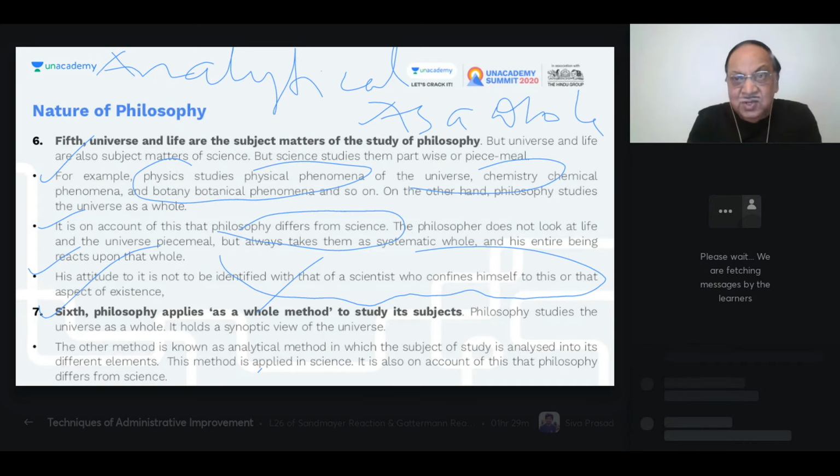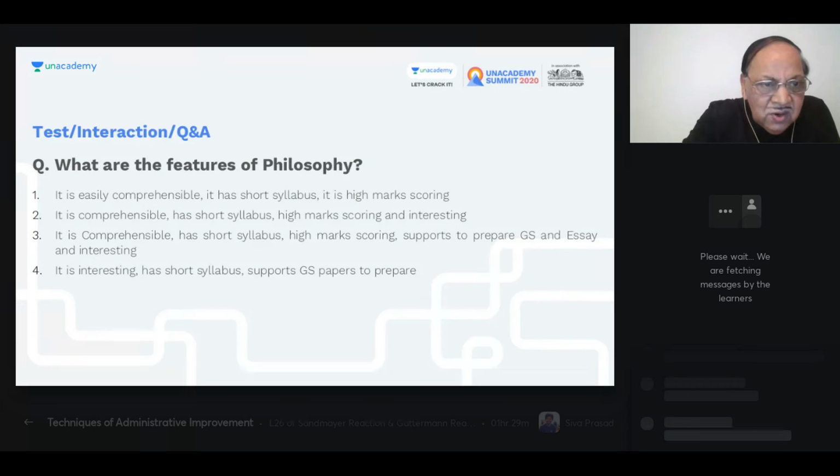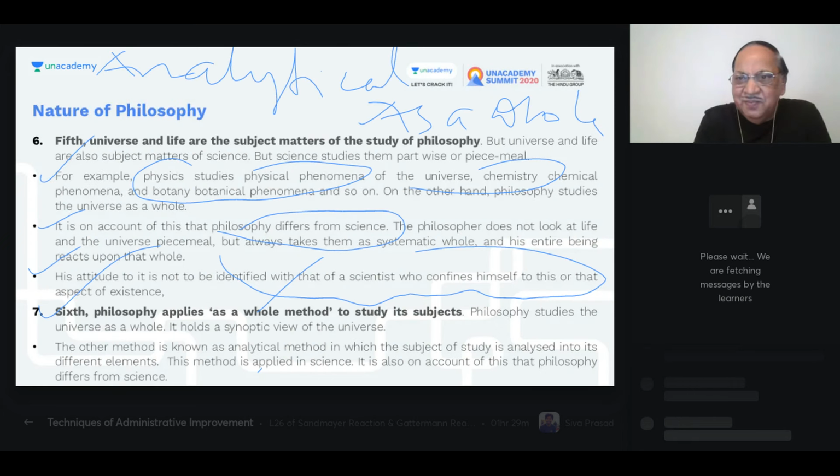This is known as the scientific method, the analytical method, which is applied by science. But if you are a student of philosophy, from there itself you will say, "Sir, that object which you have kept in your hand is a beautiful, fragrant flower known as a rose." This is what we call the whole method, the whole study. These are the different features of what we call philosophy.